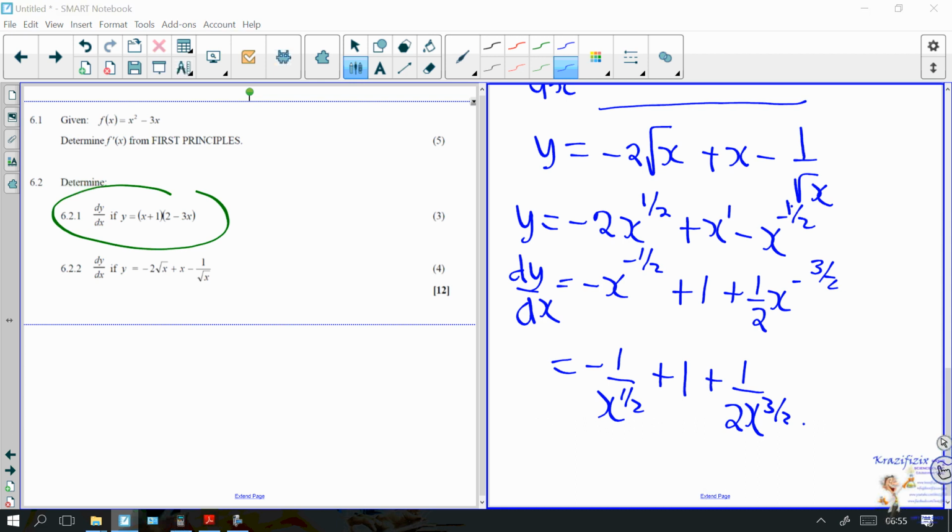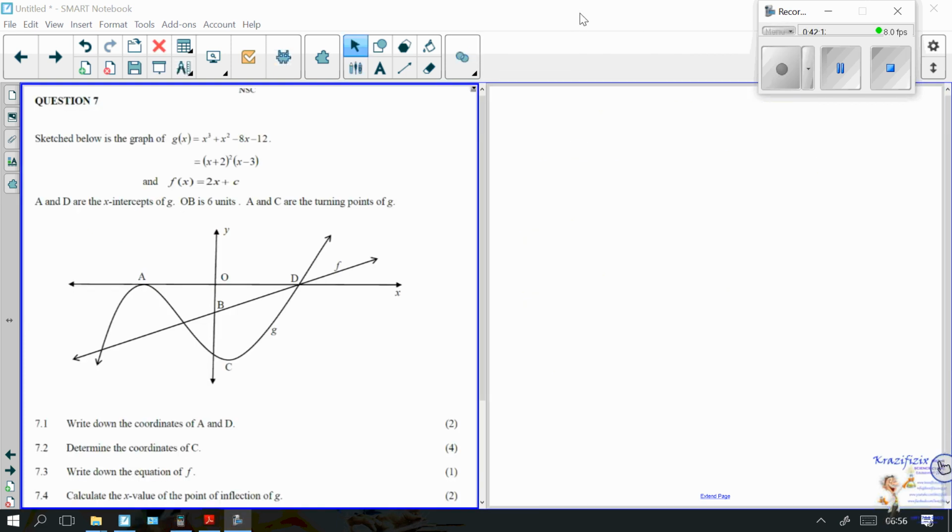Question number 7. Sketched below is the graph of g of x. We have the function there, and this examiner is so kind to have helped us to solve this here. Given f of x, a straight line 2x plus c. A and D are the x-intercepts of g. OB is 6 units. A and C are the turning points of g. Okay, so we have this.